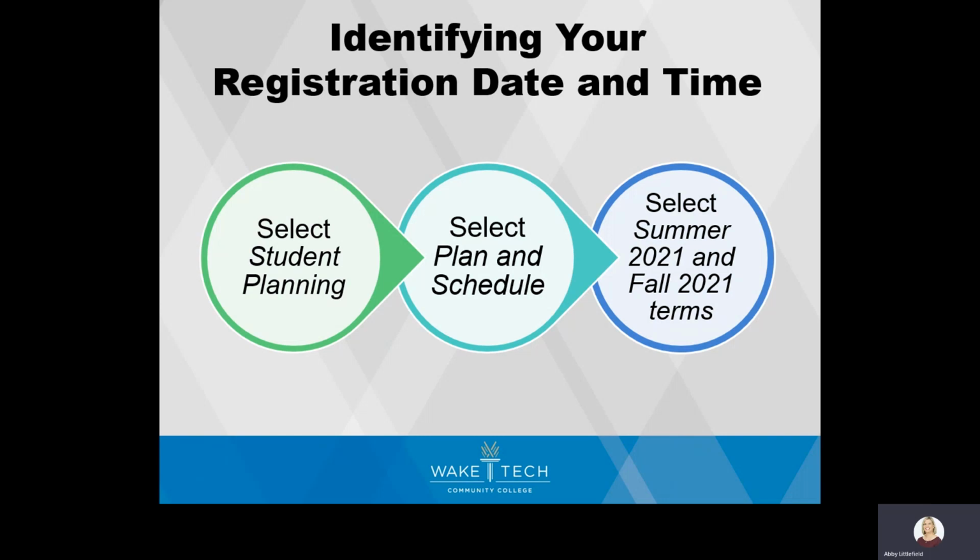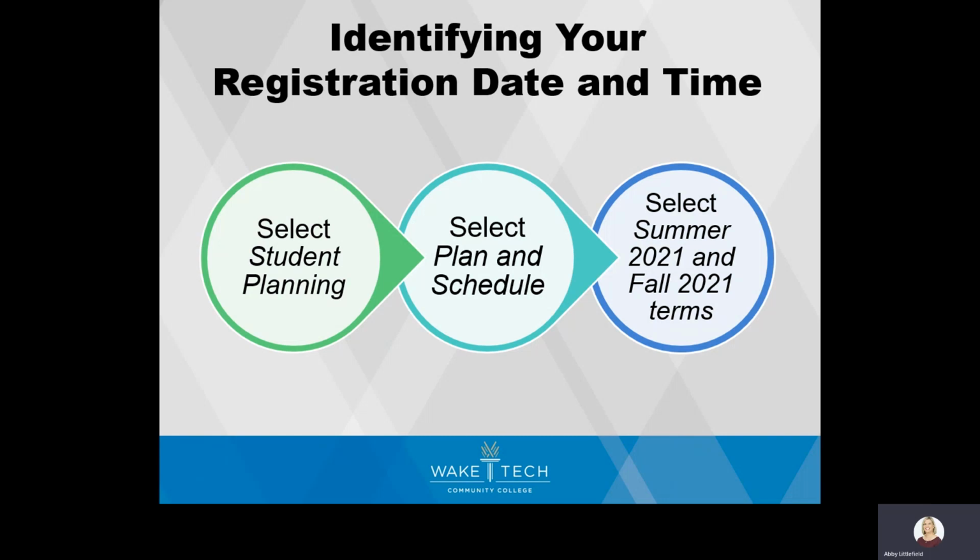We also want to make sure that you know how to identify your specific registration date and time. So again, you're in student planning, you're in plan and schedule, you're going to select whichever term you're looking for, the summer or the fall. You can do both of them, but separately. You should be able to see a specific registration date and time once that information is released. As I mentioned earlier, I don't think you'll see it now. You may, but normally you won't be able to see that information until the schedule is published, which again, for this term is going to be April 5th.